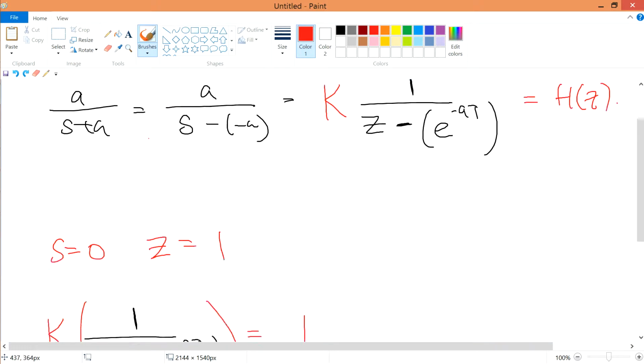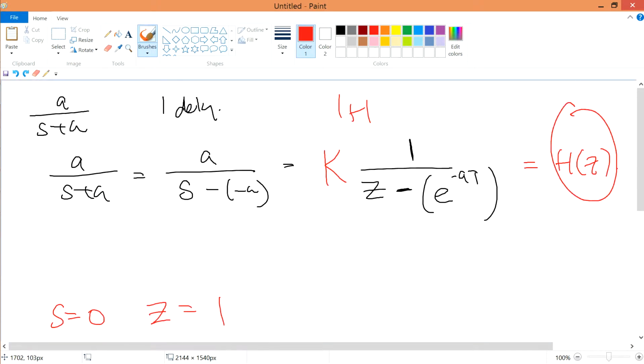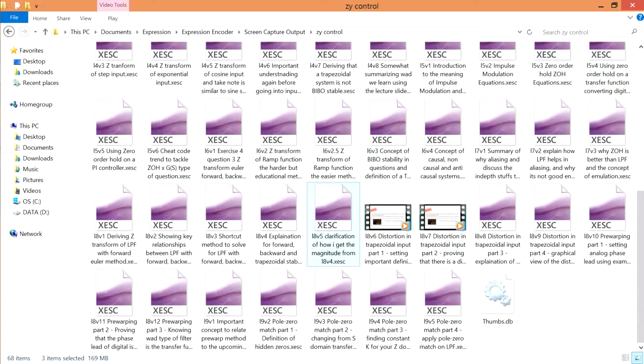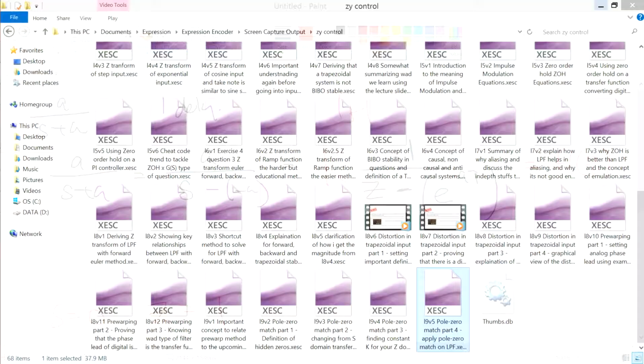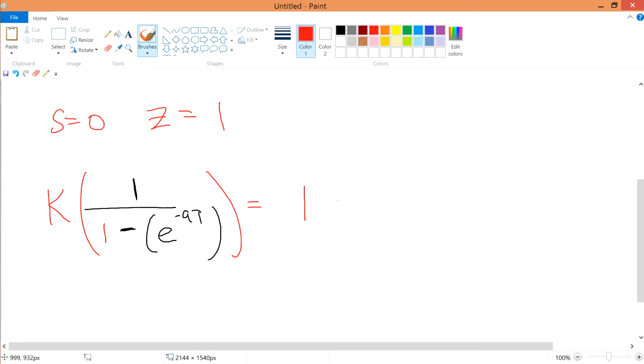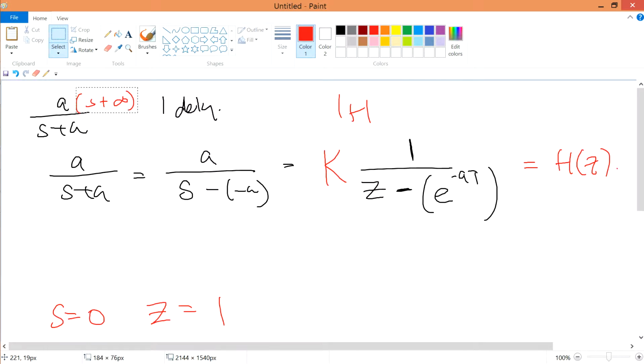But just take note that if you were to evaluate the H(s) when s is equal to 0, just take the pure a over s plus a. This is discussed in the previous video. If it happens that you didn't watch that, I suggest you watch the previous video, l9v5. In the previous video we had zeros over here, for example s plus infinity. So when you are asked to find the K, exclude the additional hidden zero, and just take the pure a over s plus a.